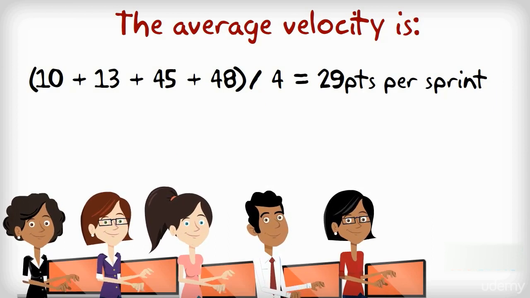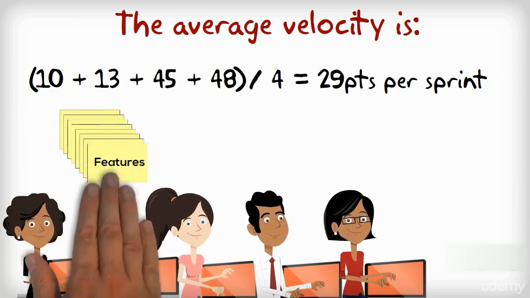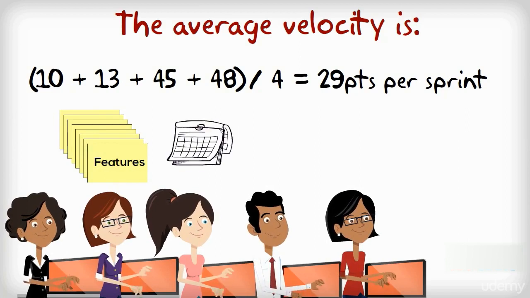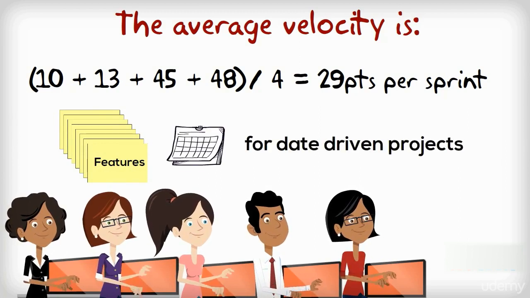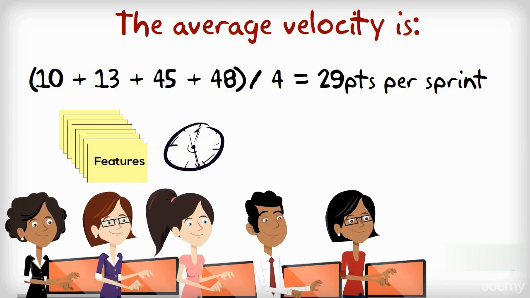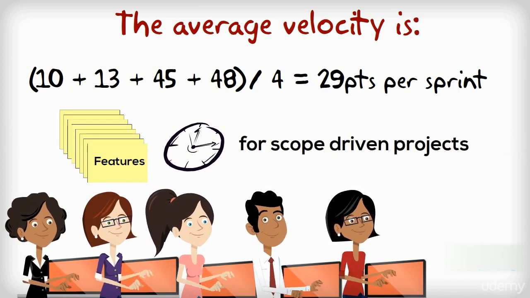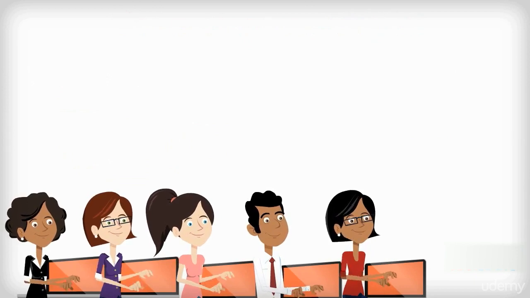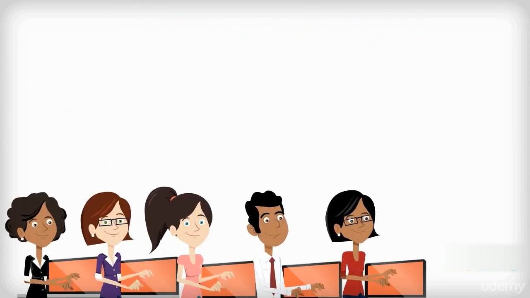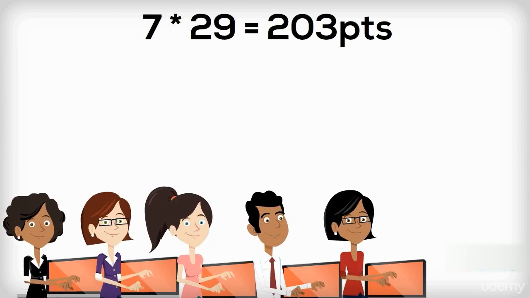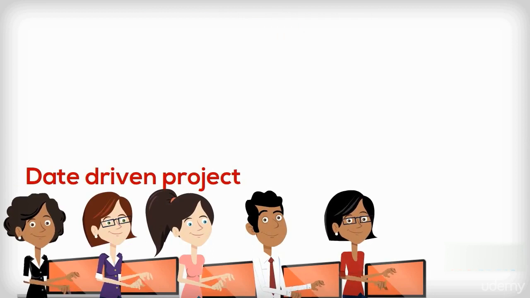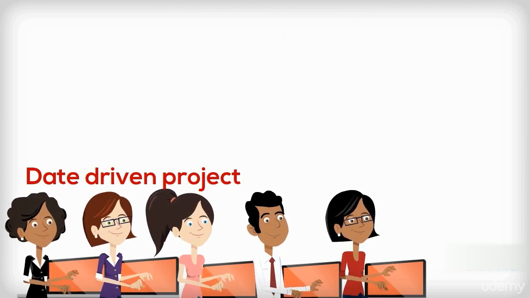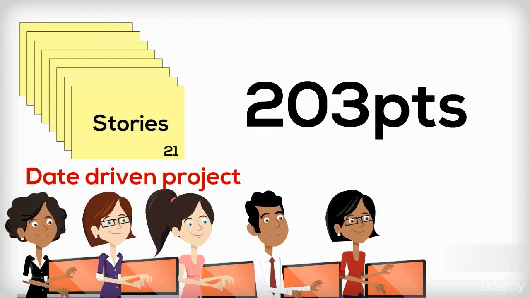This statistic can be used to forecast how many features are likely to be completed by a release date for date-driven projects, or how long a number of features are likely to take for scope-driven projects. That is, if there are 7 sprints left in the release, then the forecast number of points is 7 times 29, which equals 203 points. For a date-driven project, we can pick 203 points worth of stories for the release backlog.